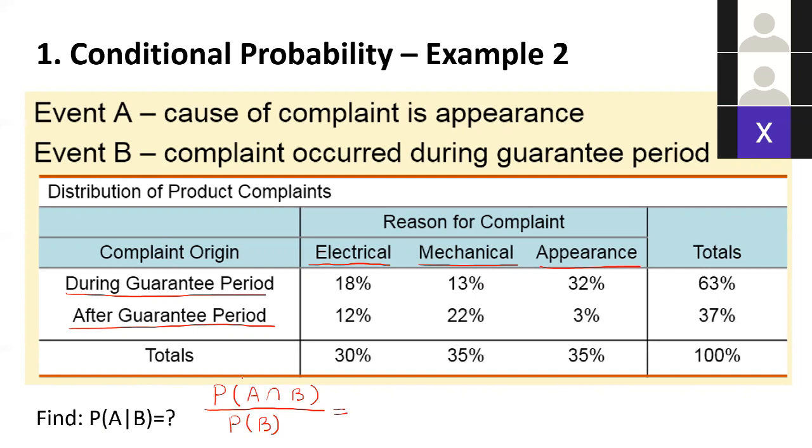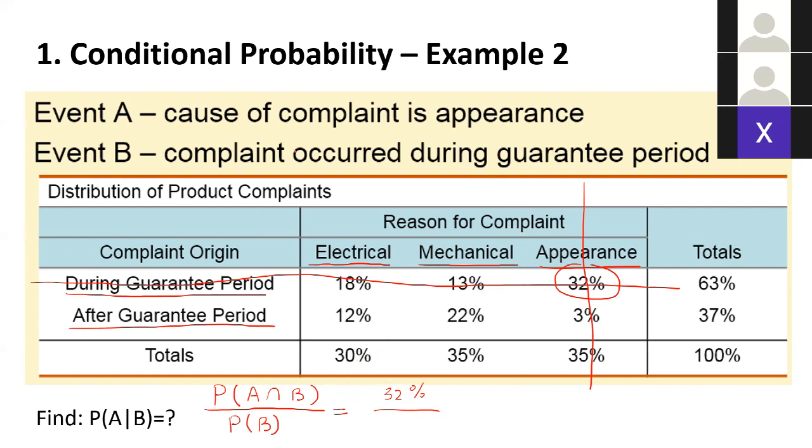So what is the intersection? Appearance is here, and during the guarantee period is here. So the cross point here is the probability of the intersection, right? So this is 32%. Next, we need to check the probability of B.